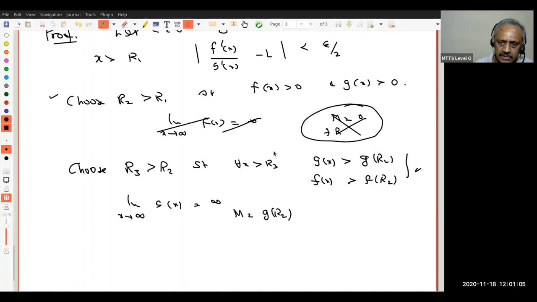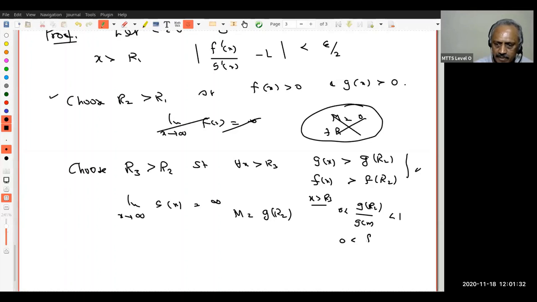Okay, so this makes sure my g of R2 by g of x will be less than 1, and it's also less than 1 if x is greater than R3. Remember, x is greater than R3, R3 is greater than R2, R2 is greater than R1. Therefore, f of x is positive, g of x is positive, right? Therefore, this is a positive quantity. Now, g of R2 is less than g of x, therefore, it will be less than 1. Therefore, this inequality will be true.